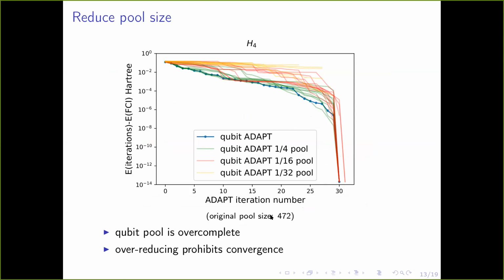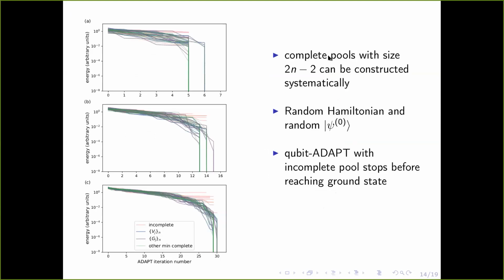The original pool size is like 400 something, and you see that the performance is similar. It can converge within a similar number of parameters until the 1/33 limit. Then we see there is a stop of the algorithm at some point. So we see that the qubit pool is overcomplete. While we can reduce the pool size, we need to do it systematically, to avoid incompleteness. And then we show that a so-called minimal complete pool can be constructed.